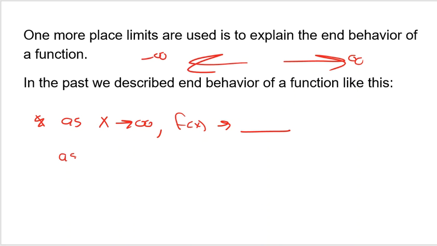So we also said, as x approaches negative infinity, f of x approaches what? And then we looked at the function and said, as we look way to the right, what's the function doing? As we look way to the left, what's the function doing? That's how we approached end behavior in the past. But now we can talk about end behavior through limits. And if you understand what I wrote down there, it actually makes so much sense.